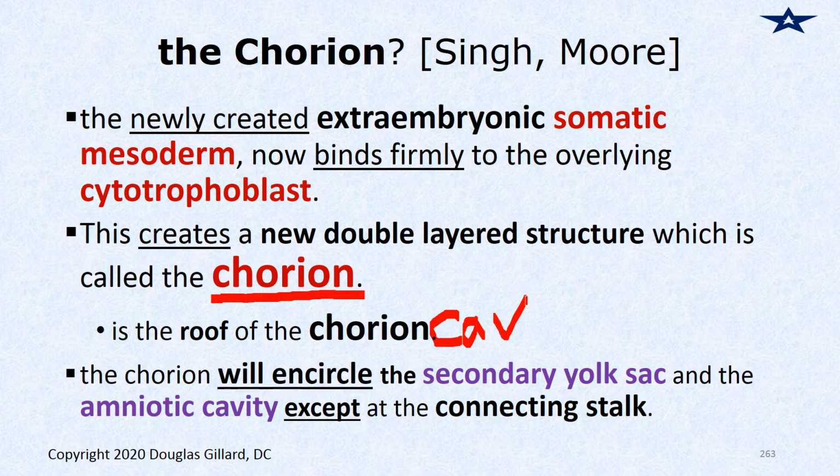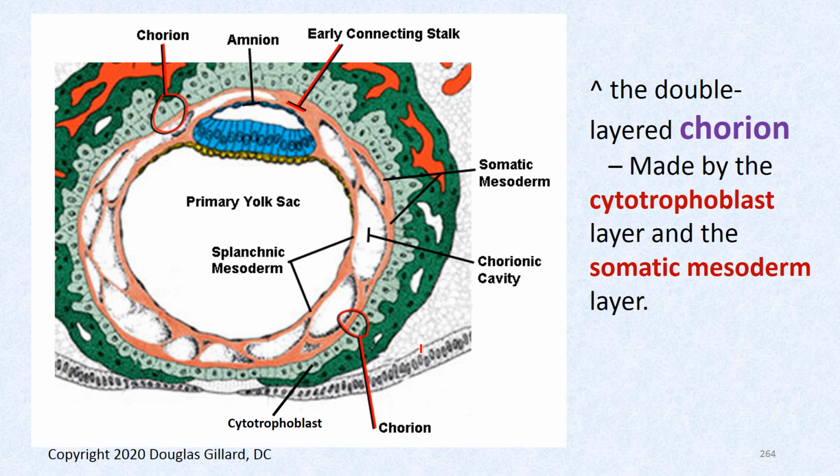So that was weird. But anyway, the chorion will encircle the secondary yolk sac and the amniotic cavity. We only have the primary yolk sac right now. That's another one I could fix. But yeah, so the chorionic cavity, that's the roof. Where's the roof? Here's the chorion right here. This is the chorionic cavity developing here. So it's the outermost portion of it. Right? Double-layered chorion made by cytotrophoblast layer and extraembryonic somatic mesoderm, I should say.